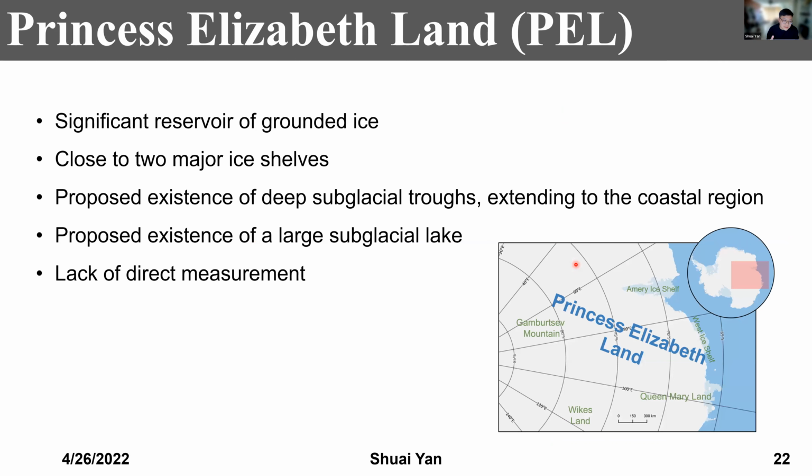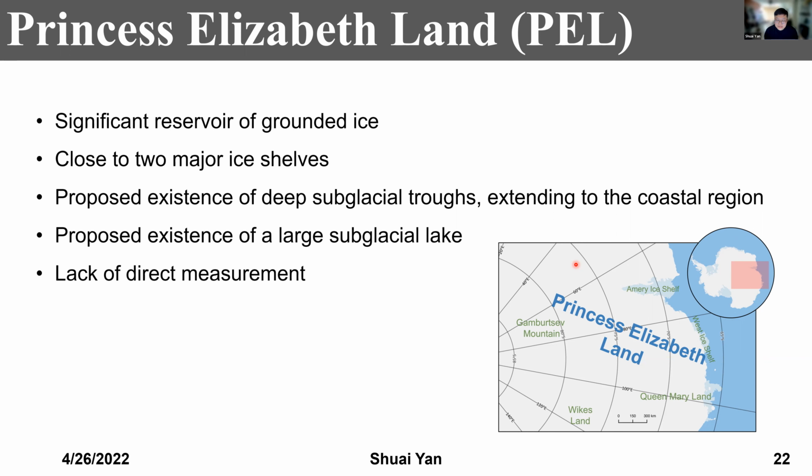So when we put all that together, PEL is a very significant reservoir of grounded ice. It's next to two major ice shelves, and there is probably a canyon and lake system beneath the ice sheet. And all I have just said was not confirmed, because we didn't have any data when this paper was published confirming all the hypotheses, right? So we have all the big hypotheses waiting for confirmation by more direct measurement.